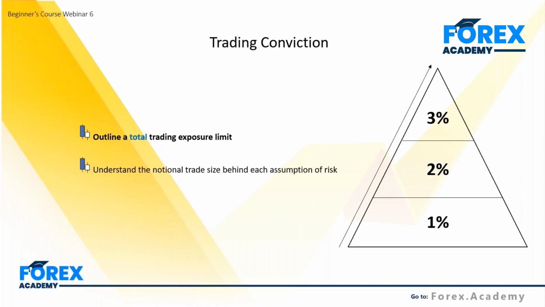And we understand the notional trade size behind each assumption of risk. So what is the monetary exposure behind each assumption of risk? If it's a 3% trade, is it effectively going to allow the 3% risk to be a monetary value of 3% on my account? Is it correct? Am I trading 5,000 euros against the dollar, or am I trading 15,000 euros against the dollar? Or perhaps I've made a mistake and I'm trading 20,000 euros against the dollar. So you need to be aware of the notional trade size behind each trade.